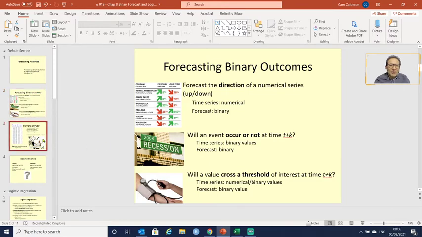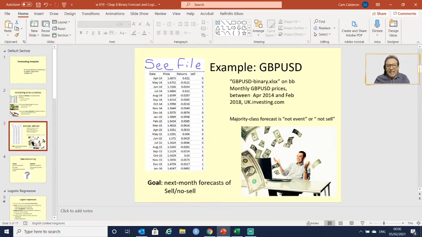So we are going to use logistic regression. Here I have an example. We are using this file that is in your datasets folder, GBP USD binary XLS. For those who do not remember, this is the British pound against the dollar. Here I downloaded the monthly closing price for the British pound, and I calculated the returns. The returns are simply the difference between one month and another divided by the first month.